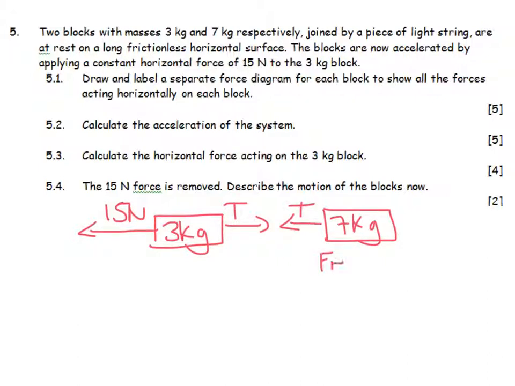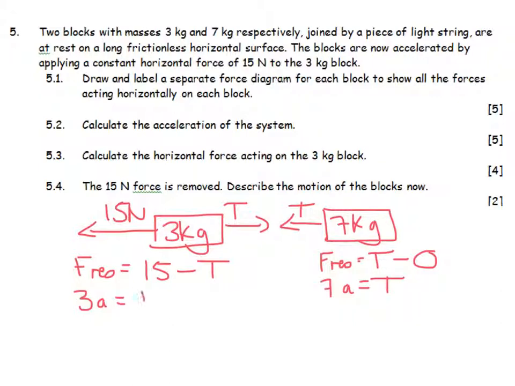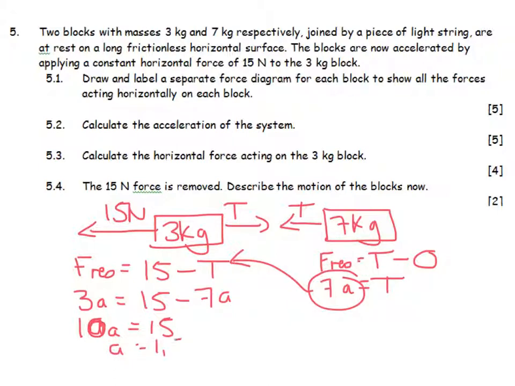So force resultant is equal to big force, tension, minus small force, 0. 7A is equal to the tension. Here, force resultant is equal to the big force, 15 newtons, minus the small force, tension. 3A is equal to 15 minus, I know the tension is 7A, so I'm going to pop that in there. 10A is equal to 15, and A is equal to 1,5 meters per second squared. Acceleration is a vector quantity, in the direction of the applied force.